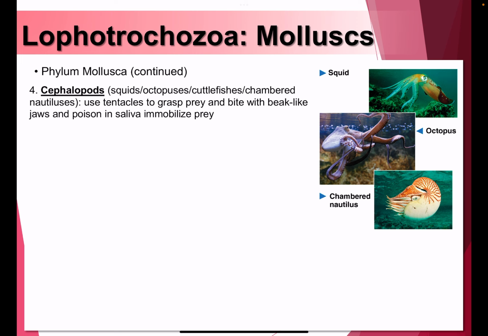So here is the fourth type of mollusca, called cephalopods, which include your squid species, your octopus species, cuttlefishes, and also something called the chambered nautilus, which is the only cephalopod that has an enlarged shell. All of these use tentacles to grasp their prey and then bite with what looks like a beak, and they expel poison within their saliva to immobilize their prey.